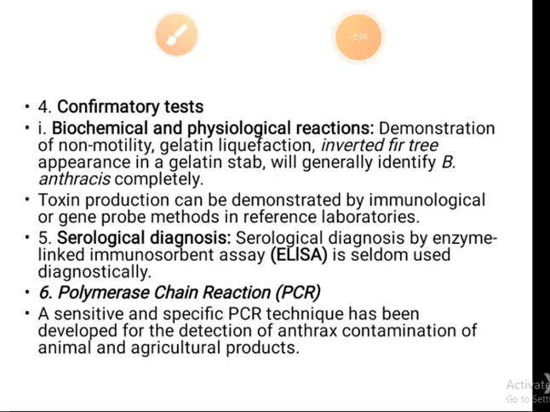Toxin production can be demonstrated by immunological or gene probe methods in reference laboratories. Fifth, the serological diagnosis by ELISA is seldom used diagnostically. And lastly, PCR is a sensitive and specific technique that has been developed for the detection of anthrax contamination of animal and agricultural products.